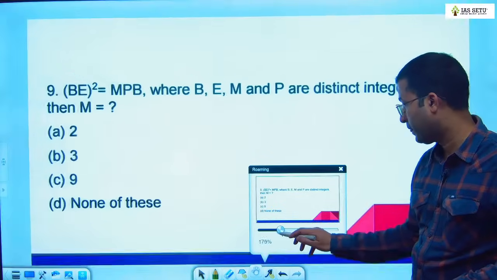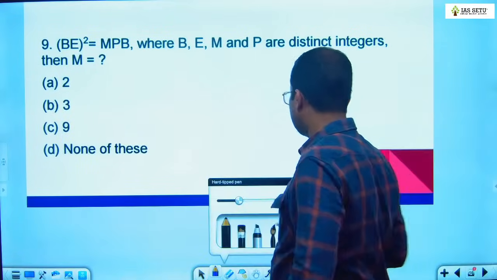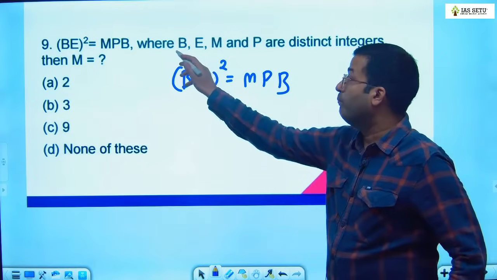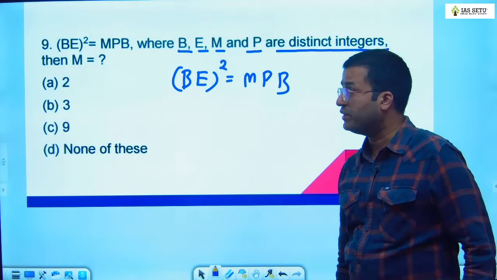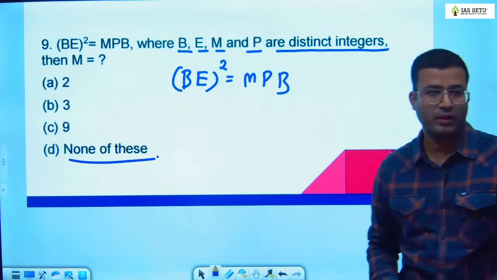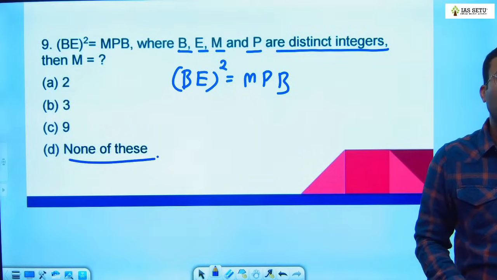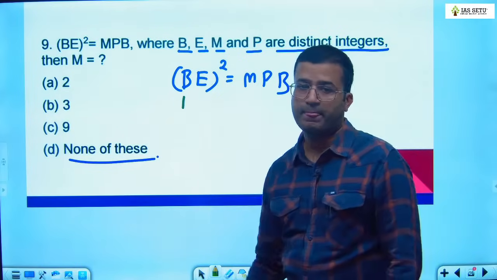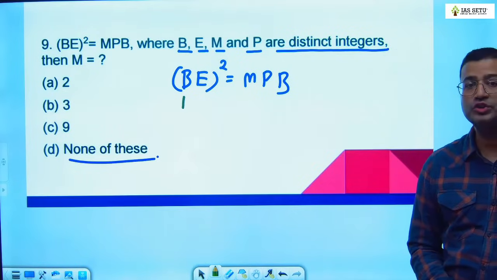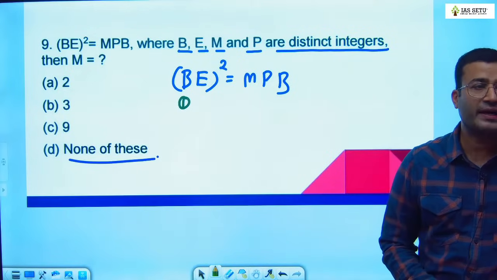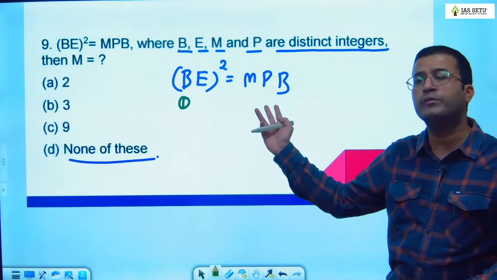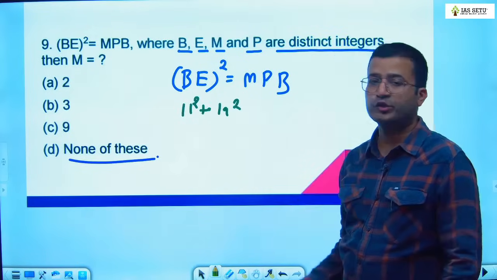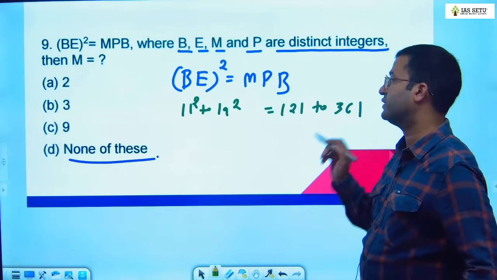Now next is, this is basic numeracy based question. BE square is equal to MPB. B, E, M and P are distinct integers. Then value of M, 0, 3, 9, none of this. Okay, it is also CAT previous year question. Okay, now here point is, can I take B as 1? ले सकता हूं, 0 नहीं ले सकता. Can I take B as 0? I cannot take B as 0 because single digit number square cannot be a 3-digit number. It can be 1 because 11 square to 19 square, your value lie from 121 to 361.